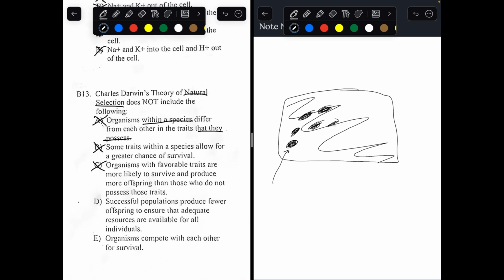Letter D, successful populations produce fewer offspring to ensure that adequate resources are available for all individuals. Does that really relate to natural selection? Successful populations produce fewer offspring? Producing offspring is more of an r-selected, K-selected species thing. That's not really related to natural selection.